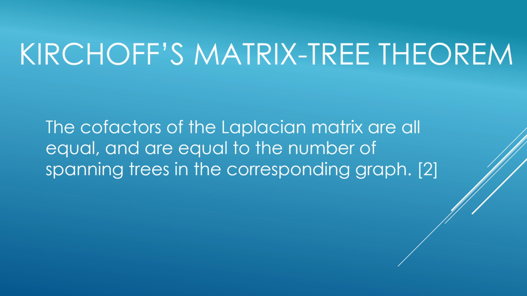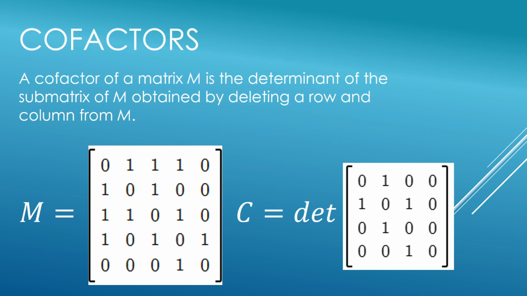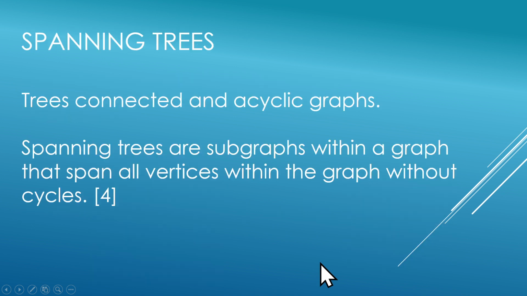Now, that's a bunch of fancy words, but what do they mean? If you remember cofactors, a cofactor of a matrix M is the determinant of the submatrix of M obtained by deleting a row and a column from M. There are lots of different cofactors of M, but if we deleted this row here, this column here, and this row, we then get this resulting matrix, and if we took that determinant, that would be a cofactor of the matrix M. So obviously you could delete a lot of different rows and columns and get a lot of different cofactors. But a cofactor is simply that. You delete a row and a column, and you take its determinant.